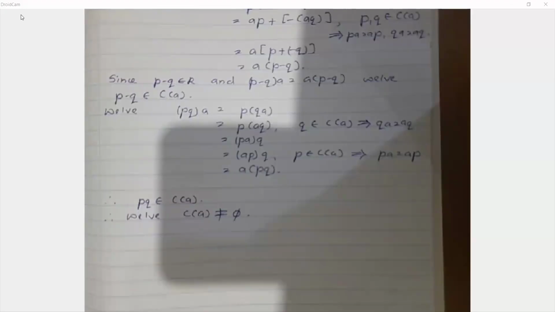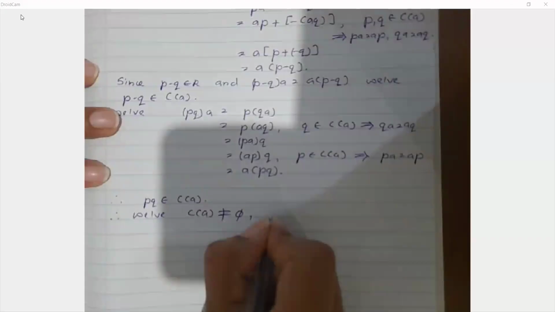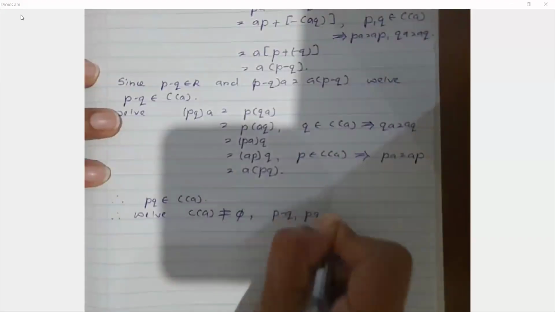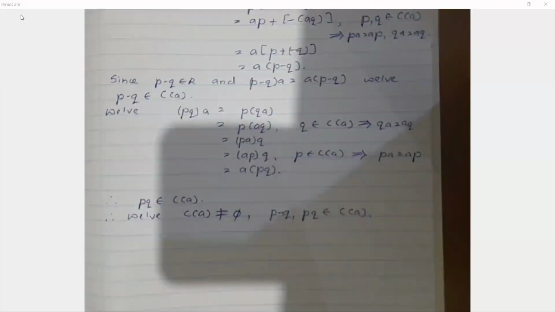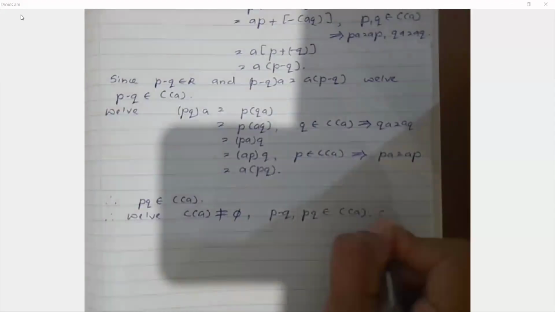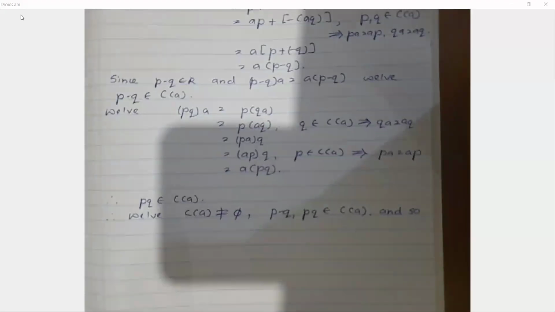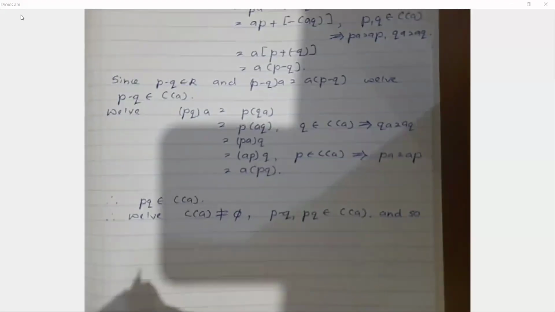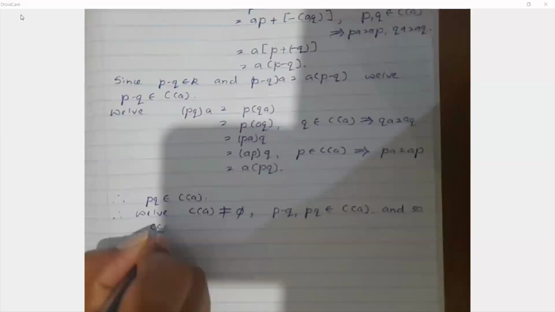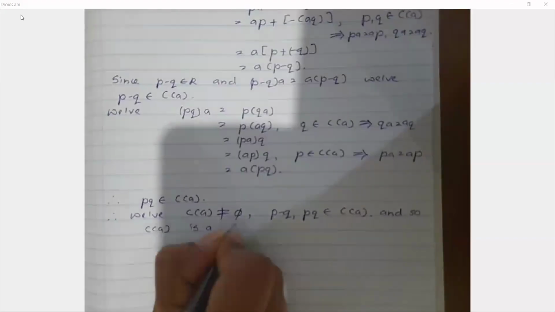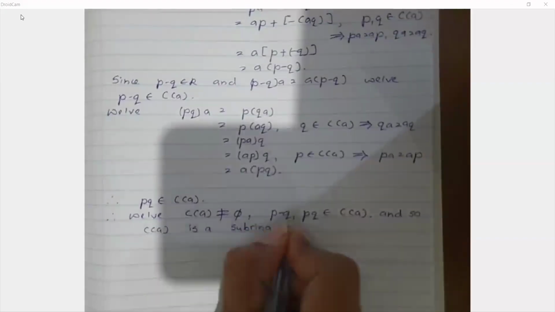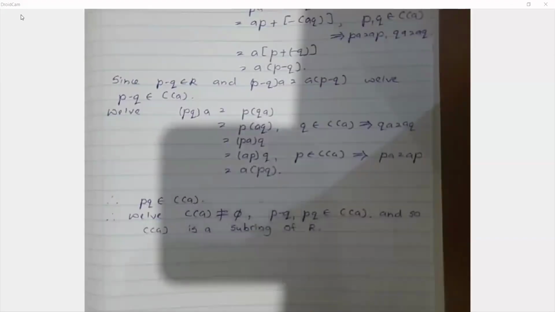This is not empty. And P minus Q, PQ, those are elements in C of A, for arbitrarily chosen P, Q elements in C of A. And so, by definition of a subring, we have C of A to be a subring of R.